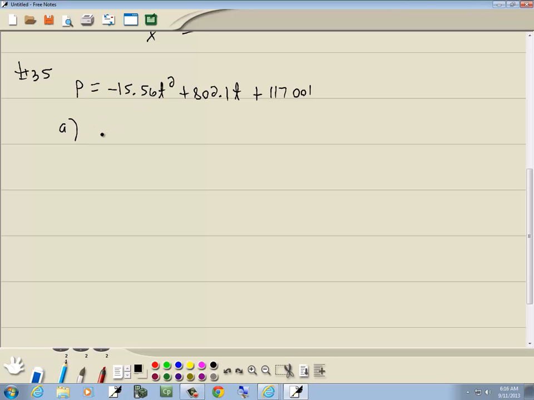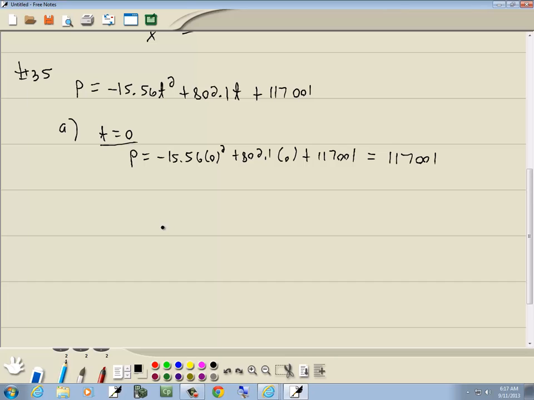And so what they're wanting us to do, I'll just do one of them. I'll plug in t is equal to 0. You go into the formula right here and you plug 0 in for t. So negative 15.56 times 0 squared plus 802.1 times 0 plus 117,001. Now 0 squared is 0 times negative 15.56 is 0. That drops away. 0 times 802.1 drops away. And we're left with 117,001. And then you do the same thing for the other t values.